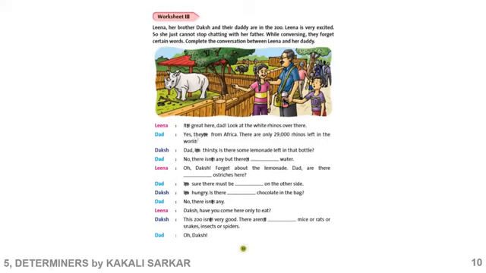Now, what Lena is telling: it's great here, Dad. Look at the white rhinos over there. Dad: yes, they are from Africa. There are only 29,000 rhinos left in the world. Daksh: Dad, I'm thirsty. Is there some lemonade left in that bottle? Dad: no, there isn't any, but there's dash water.